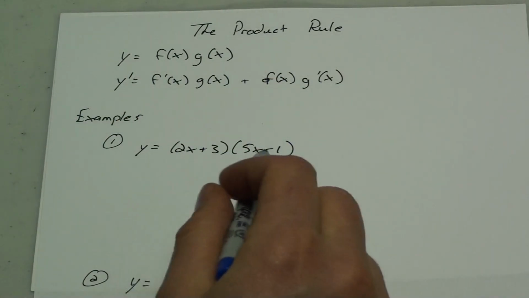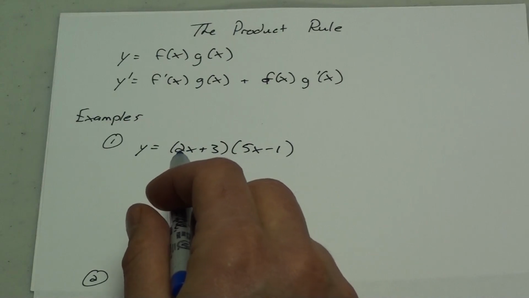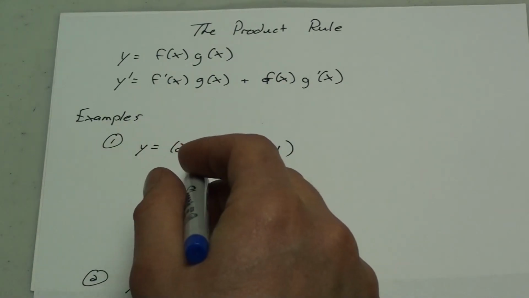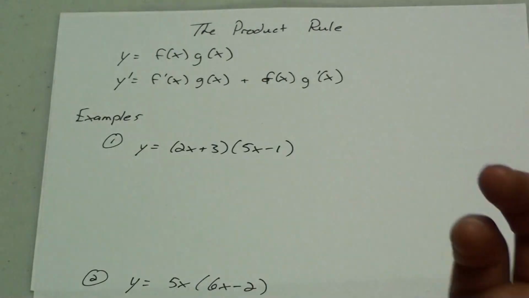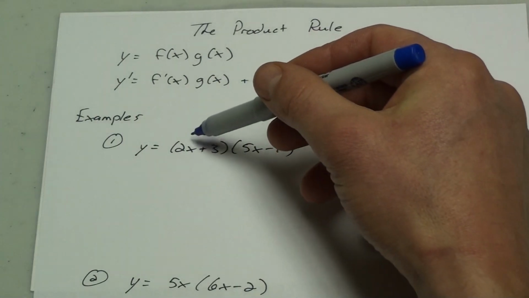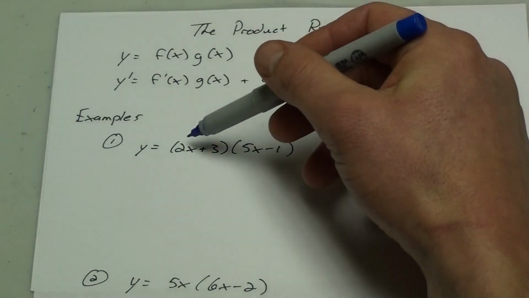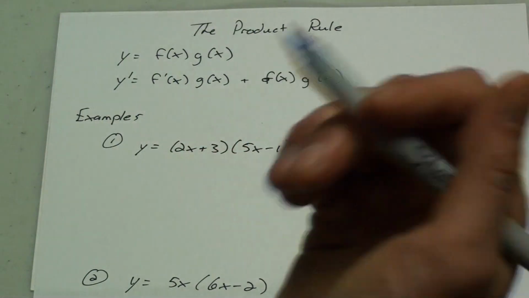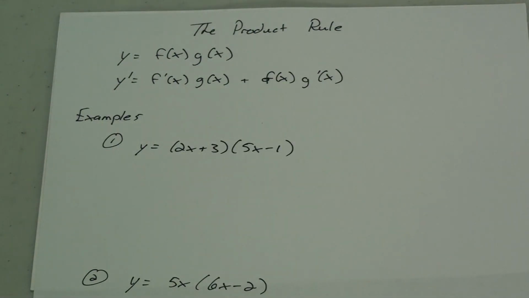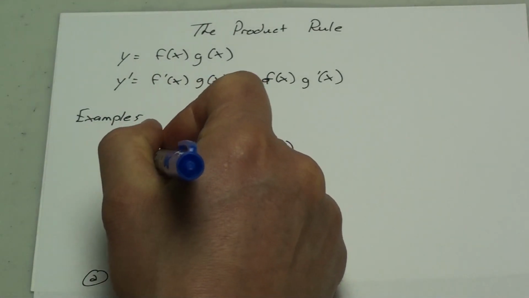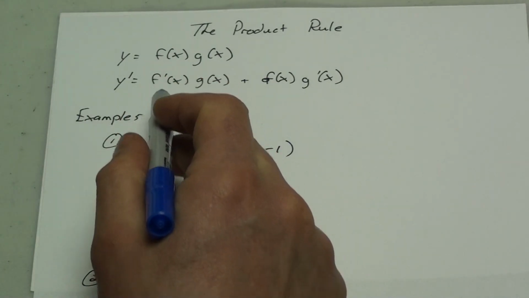So here's an example. I have two brackets here. I get 2x plus 3 times 5x minus 1. So this is a binomial times another binomial. Theoretically, I could actually multiply them together by using expand and simplify rules and get all individual terms and just use simple differentiation. Some other times it's not possible, or it's a lot more difficult to do, so that's where we use the product rule.